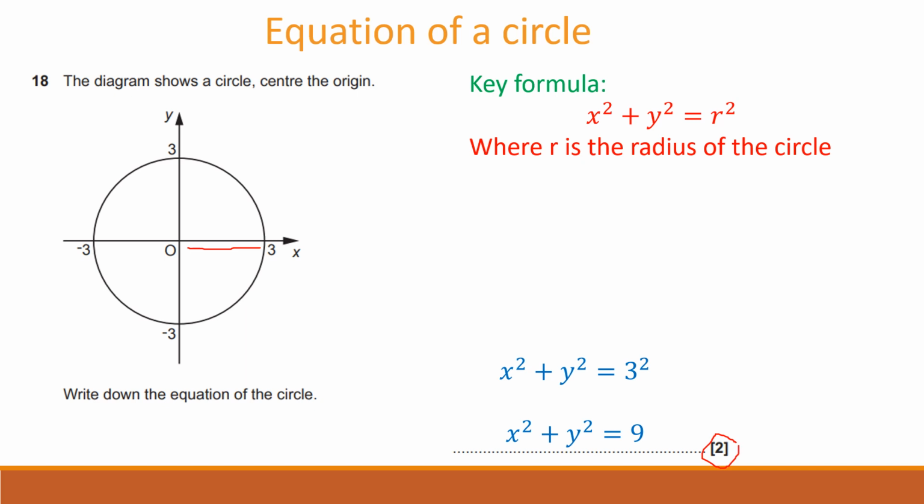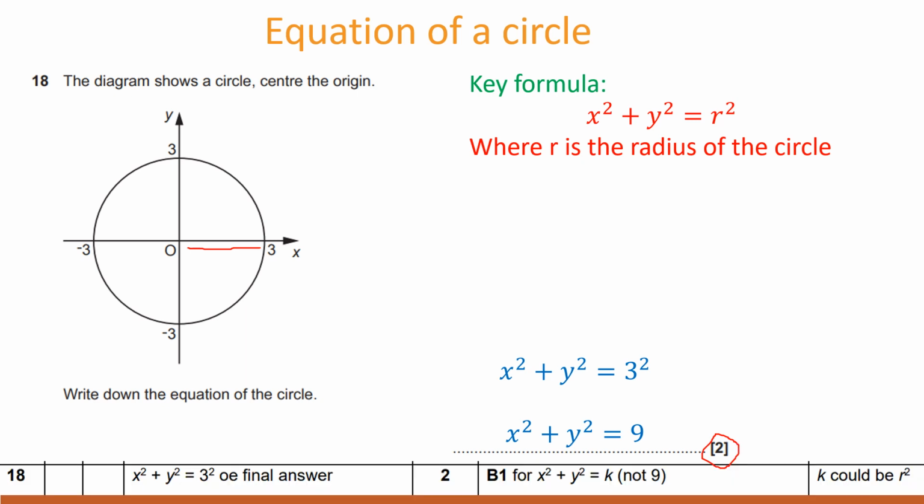There is 1 mark, okay, just for writing x squared plus y squared equals k, which is not 9. So here, B1: your x squared plus y squared is equal to a number. And then the final answer, or 2 marks, is for x squared plus y squared is equal to 3 squared. OE means equivalent. So even if you'd have written it as the top answer that I first gave, you would have still got 2 marks. You didn't even need to work out that 3 squared was 9.